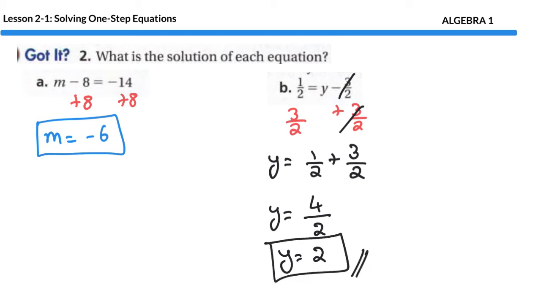Great going. Now let's move on to multiplication and division properties of equality. But before we go, just a quick revision. What is the inverse operation of addition? It's subtraction. What is the inverse operation of subtraction? It is addition. So let's move on now.